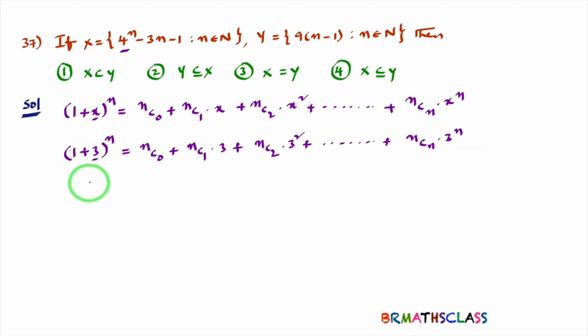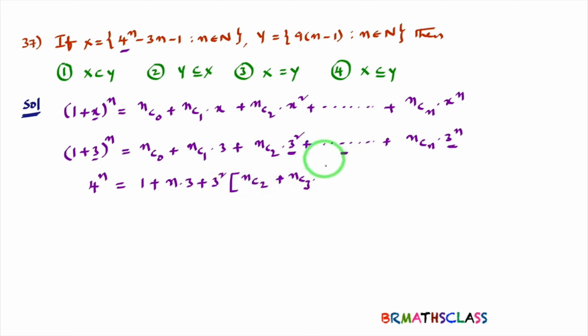Okay, 1 plus 3 is what? 4. So 4 power n equals NC0, whose value by the standard formula is 1, plus NC1, whose value is n, into 3, plus, you observe here 3 square is there, in this term also 3 square is there. So I can take 3 square common. If I take 3 square common, what will I get? NC2 plus NC3 into 3, plus and so on plus NCn into 3 power n minus 2, like the earlier problem.